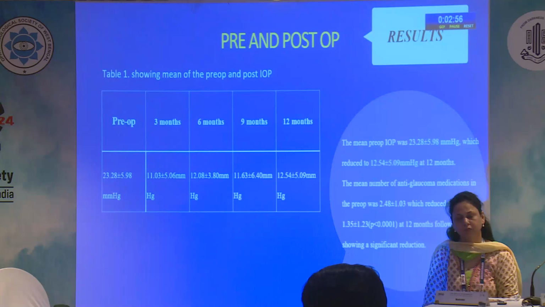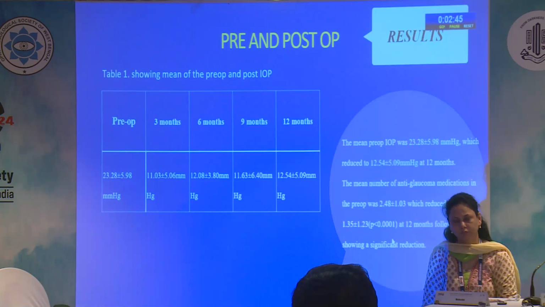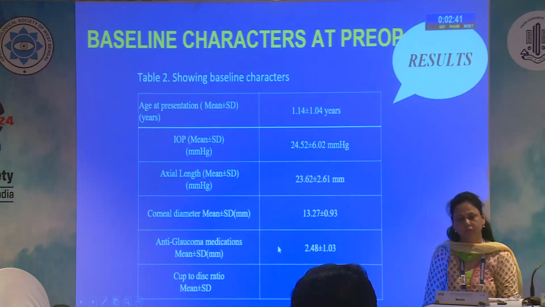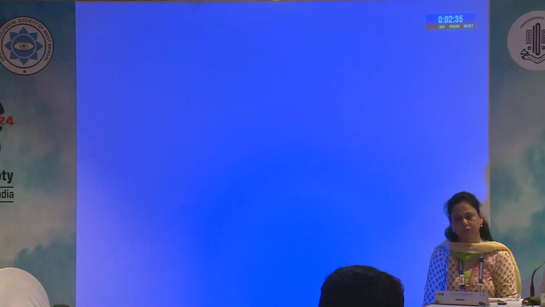We can see that there is a decrease in the median and mean IOP along this entire duration with a significant p-value. Also, we can see that the number of anti-glaucoma medications has significantly reduced along the period of 12 months. We also plotted the baseline characteristics like the age, the intraocular pressure, axial length, corneal diameter, anti-glaucoma medication, and the cup to disc ratio of the patients.